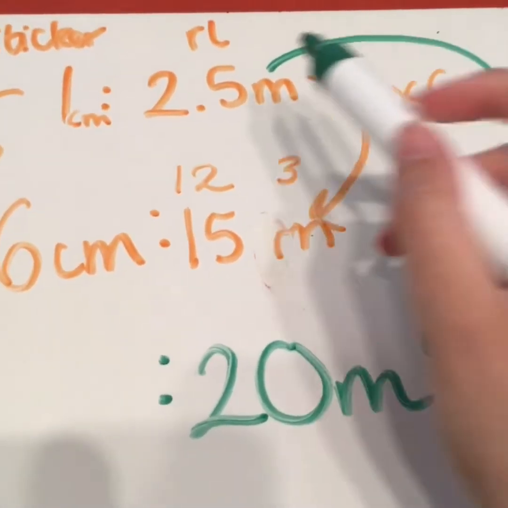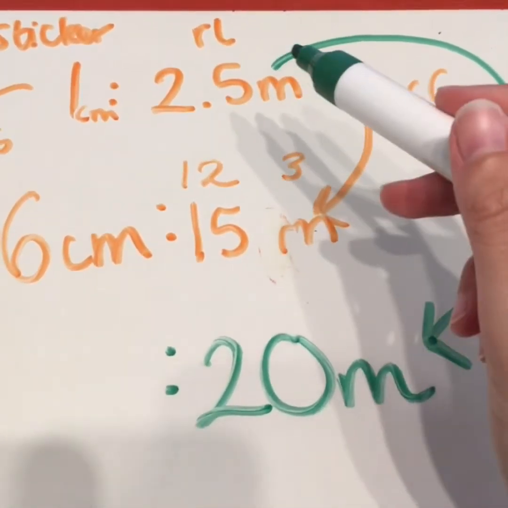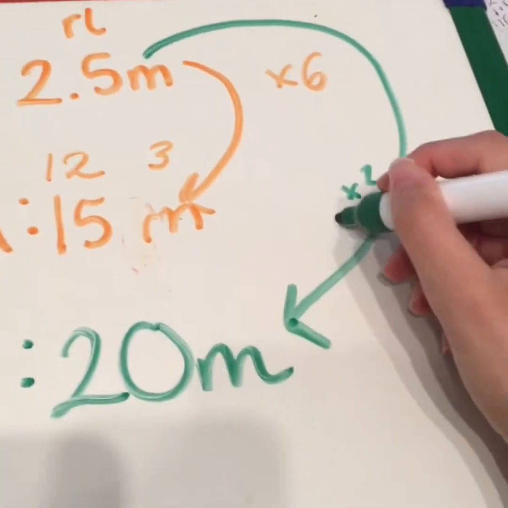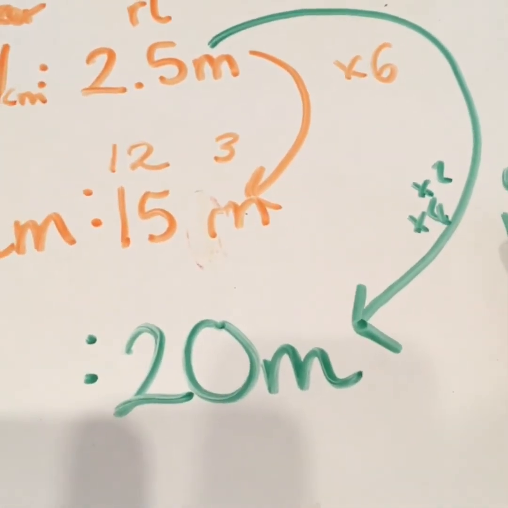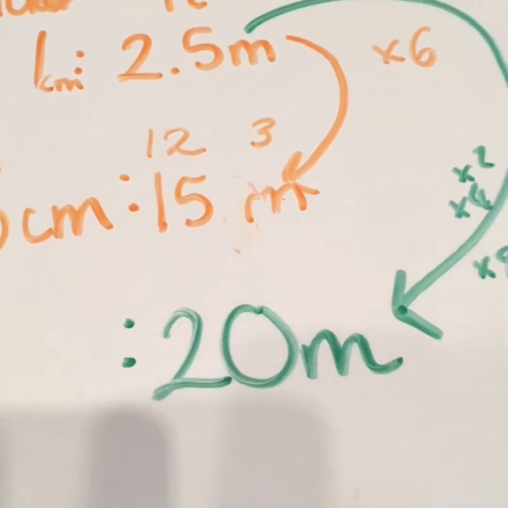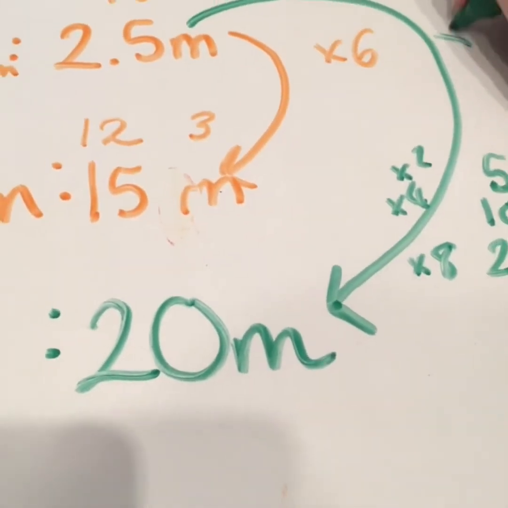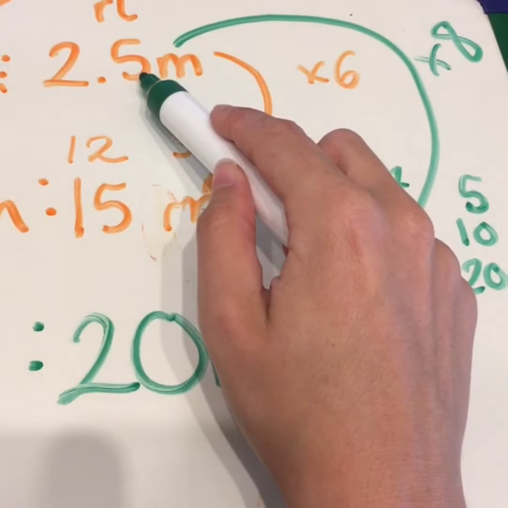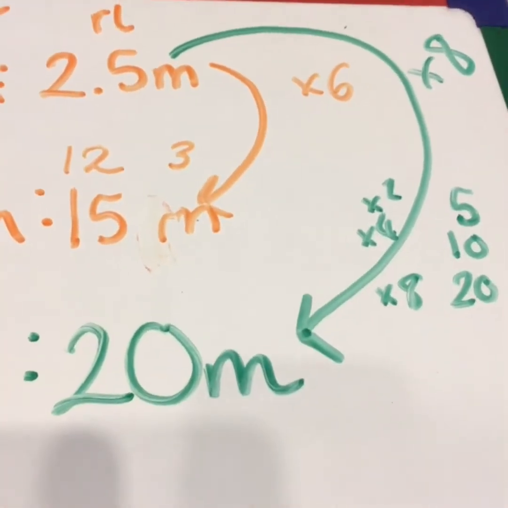What I'm going to do is, I know that 2.5 times 2 would make 5. So if I timesed it by 4, I would get 10. And if I timesed it by 8 then, I would get to 20. So I know that I've timesed this by 8, because 8 times 2 is 16, 8 times 0.5 is 4, add them together, 20.